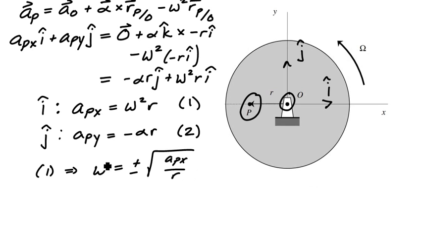And if I want to write this in vector form, which should always be the case, we can append a k to this. Interestingly enough, if you're only given the acceleration of the point, you actually can't determine whether the disk is spinning clockwise or counterclockwise, hence the presence of the plus minus symbol here.